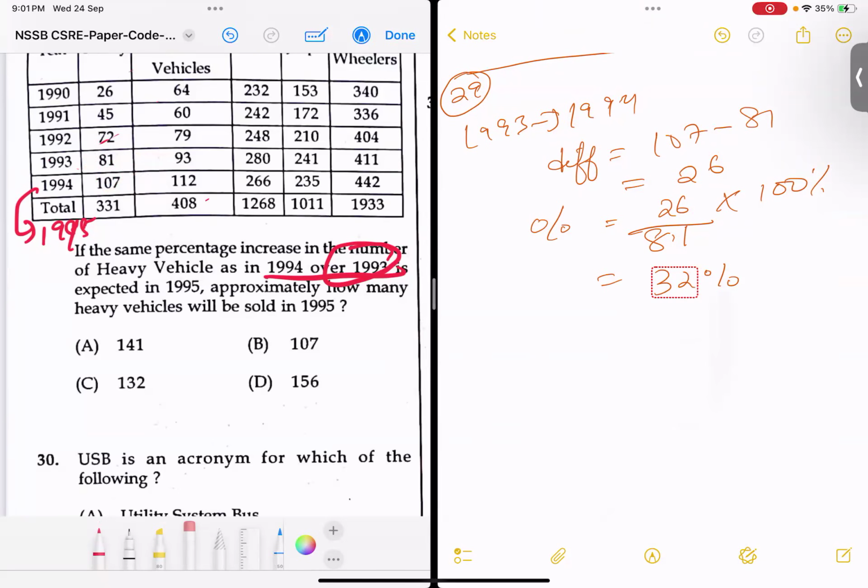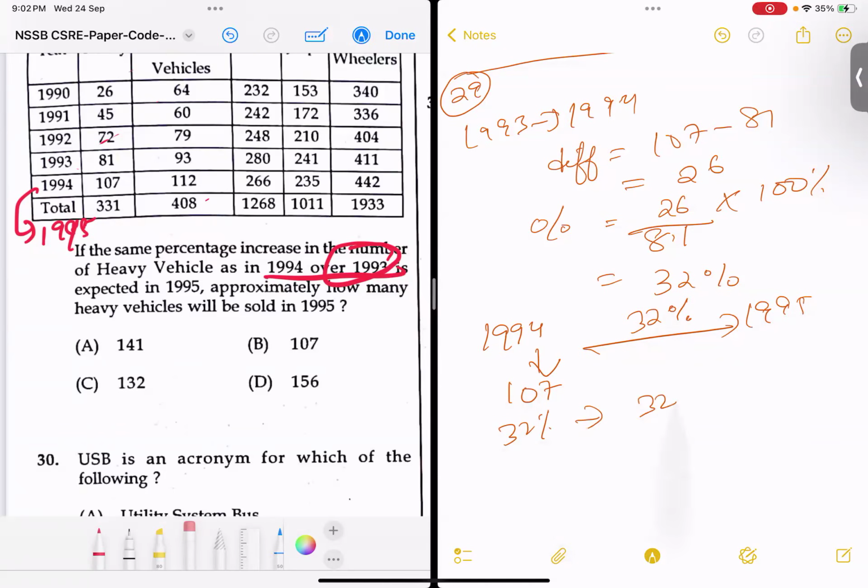Now, the same percentage is expected in the year from 1994 to 1995, right? So from 1994 to 1995, we are also expecting another 32% increase in sales of vehicle, right? Which means 1994, how much we have sold? 107, right? So this 32% is how much? 32 by 100 into 107, which will give 32 into 107 divided by 100.